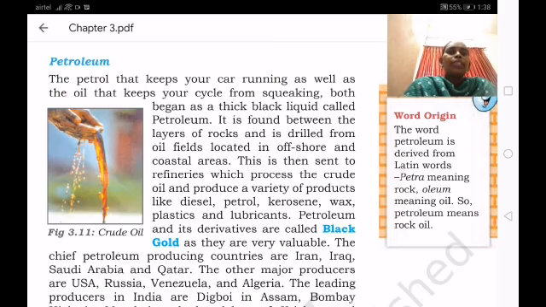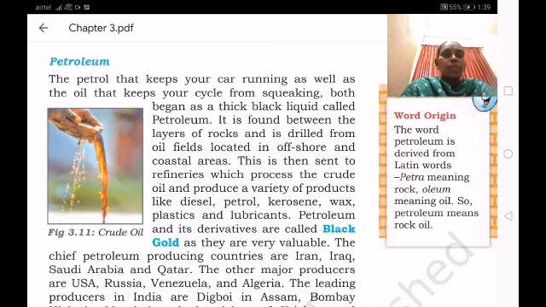Petroleum takes a long time to form. In the previous class I told you that fossil fuels take millions of years to form underground in the earth. The petrol that keeps your car running, as well as the oil that keeps your cycle from squeaking, both began as a thick black liquid called petroleum. To run all the vehicles smoothly and to go from one place to another, we need oil.